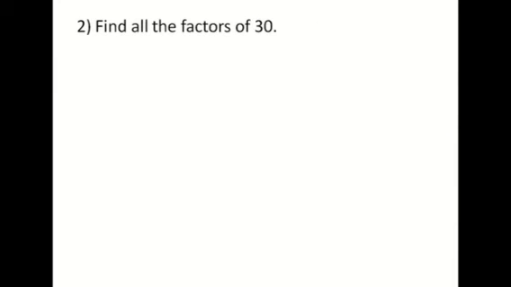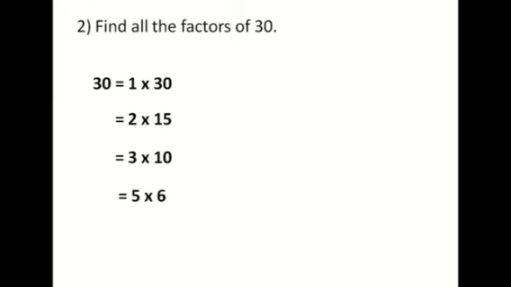Look at the second question. Find all the factors of 30. So let's start. Write down 30. In the multiplication table, how will we get 30? 1 30s are 30. Yes. Try for 2: 2 15s are 30. Then 3 10s are 30. If we go for 4, we don't get 30. But 5 6s are 30. If we go for 6, then 6 5s are 30. 5 6s are and 6 5s are are the same.